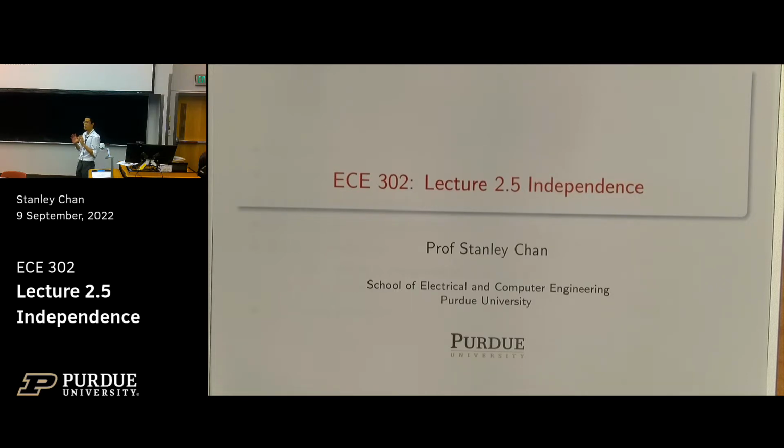Independence always starts with two events, okay? Event A and event B. There is a formal definition of independence, which is that if you take the intersection of these events A and B, if you measure the probability, and if the probability can be factorized, then you say that the two events are independent. And that is the formal definition of independence.